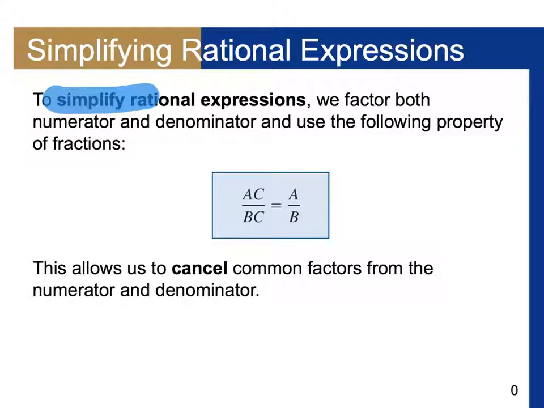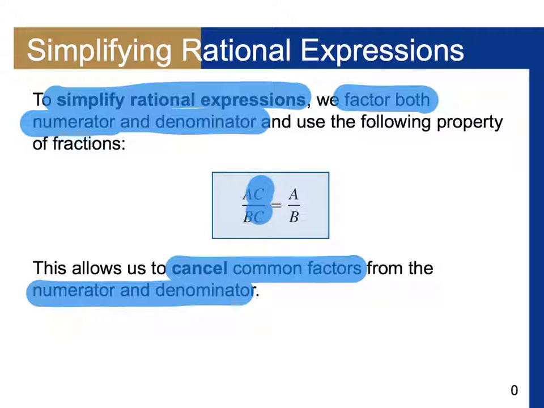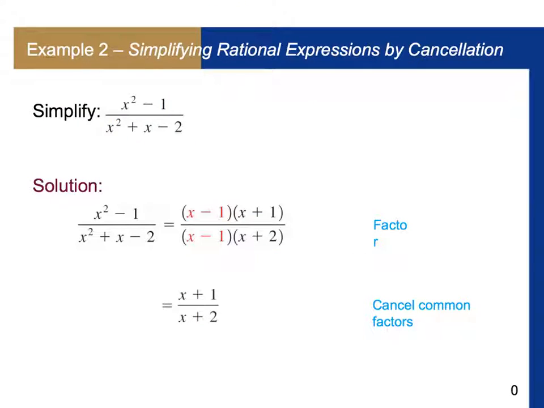Okay, when we simplify a rational expression, what we're doing is factoring both the numerator and the denominator. We're using this property of fractions: if you have a common factor on the top and the bottom, they cancel out. So if you have AC over BC, you have just A over B, because the C's cancel out. So we're canceling common factors from the numerator and denominator.